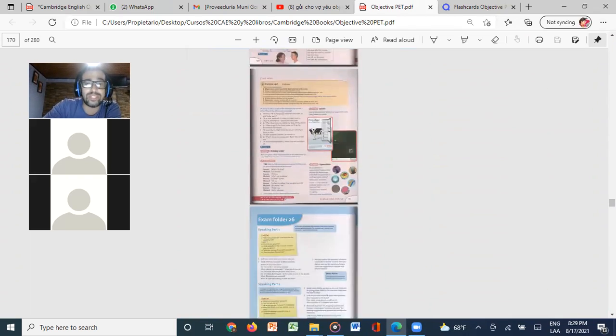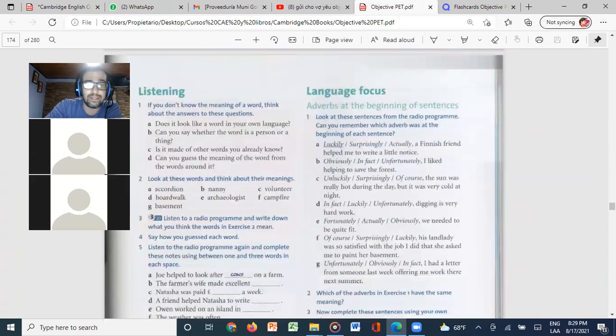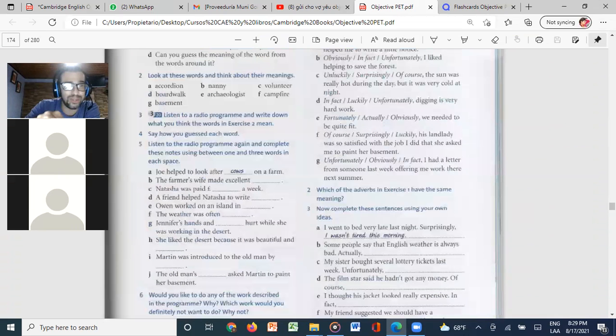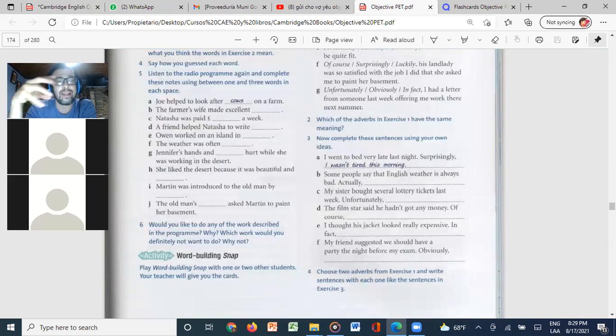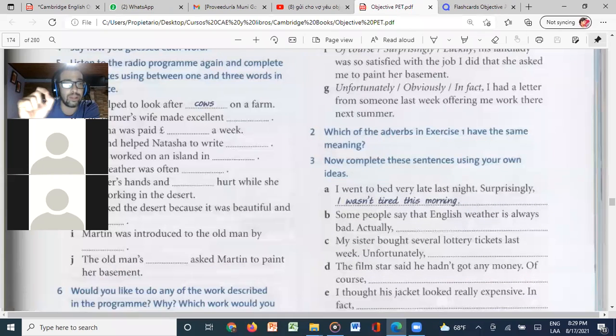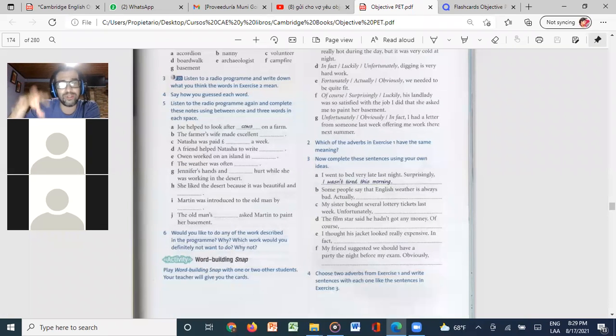I'm going to also download in the platform this other listening so that you can also do it, okay? And here it's similar to what we did, but here it says we're going to listen to a radio program again and complete these notes using between one and three words in each space, right? So we're going to listen to a radio program and fill out these spaces, okay? I'll tell you when I'm going to download it, probably between today and tomorrow, this lesson is going to be there, okay?